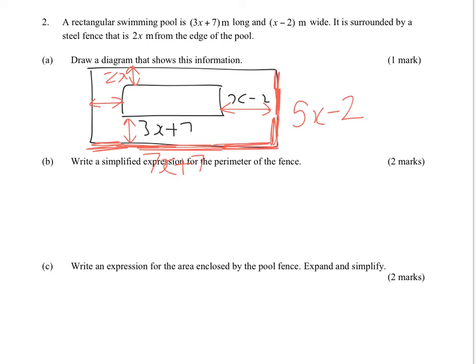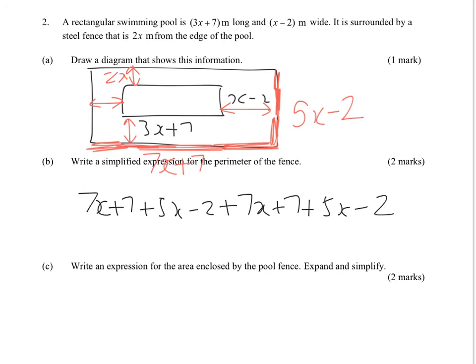Alright, write a simplified expression for the perimeter of the fence. So we have 7x plus 7 plus 5x minus 2 plus 7x plus 7 plus 5x minus 2, which gets us 12x, therefore 24x plus 10.